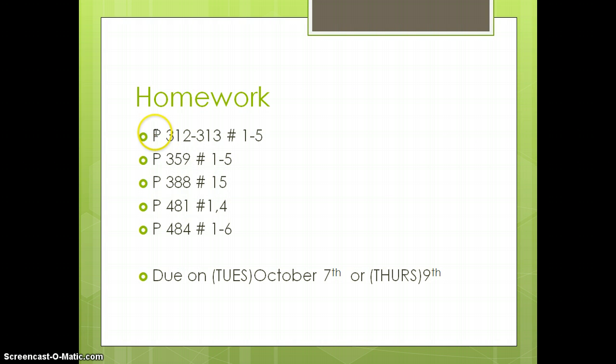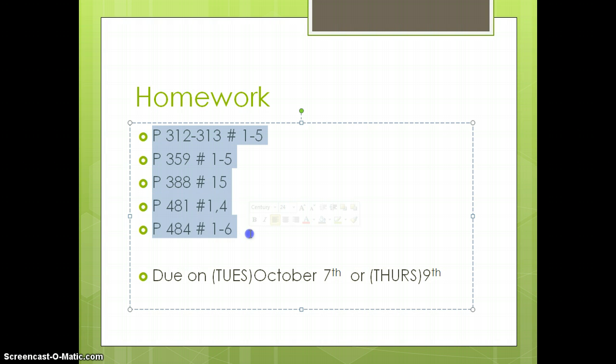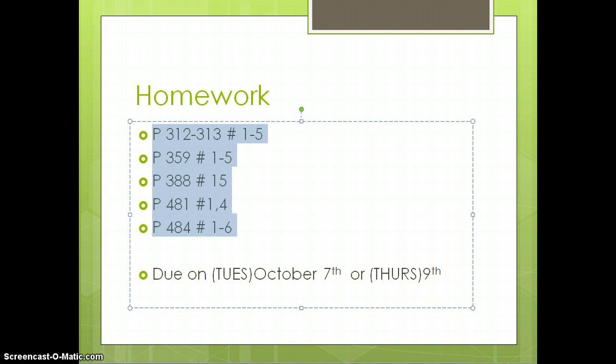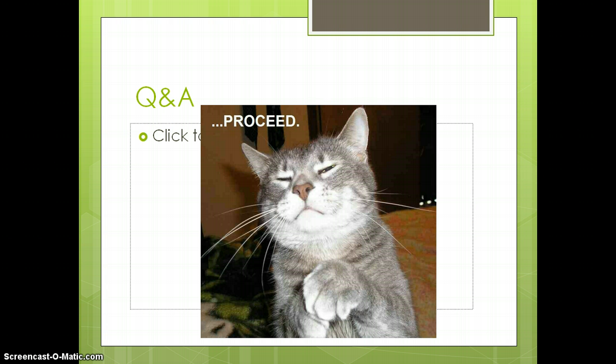So I want you to work problems from chapters 11, 12, 14, and 15. These are different problems that cover each of the types of problems we've done. I would like for you to do those and bring them to class next week. Please practice, practice, practice, bring questions to class, and we will go over it some more. Thank you.